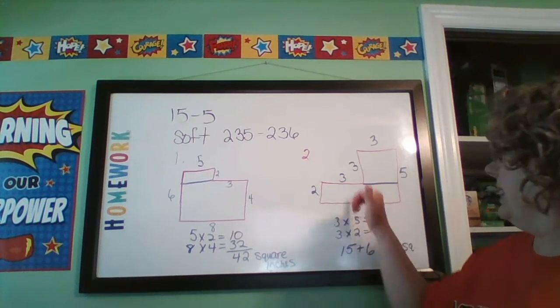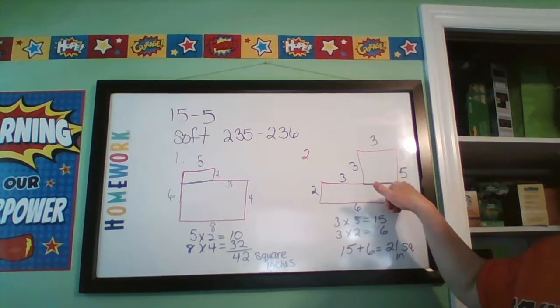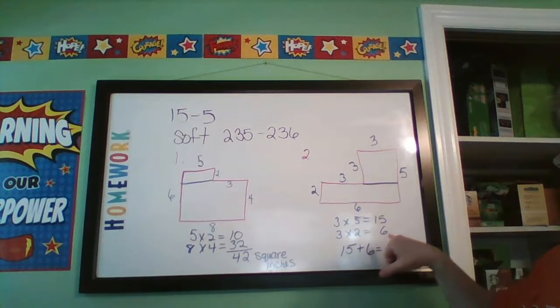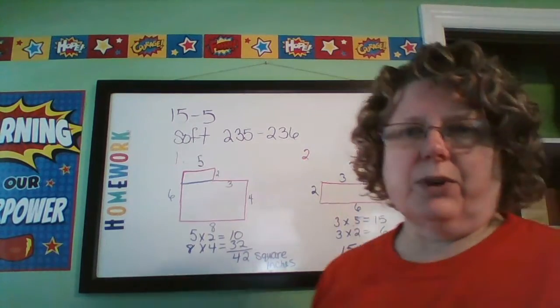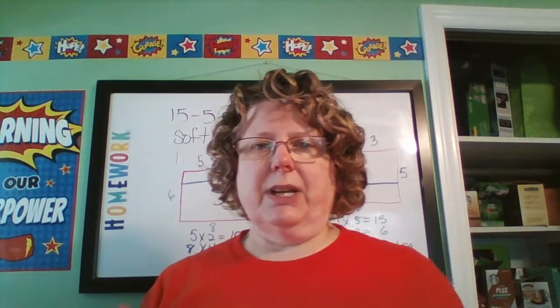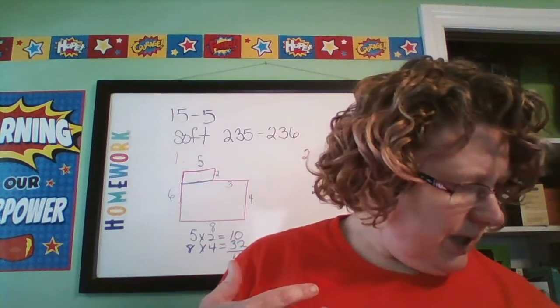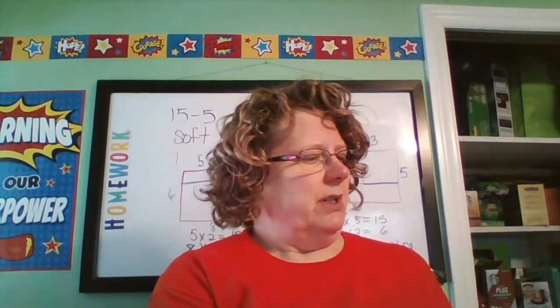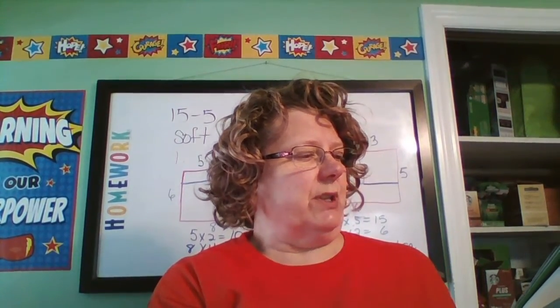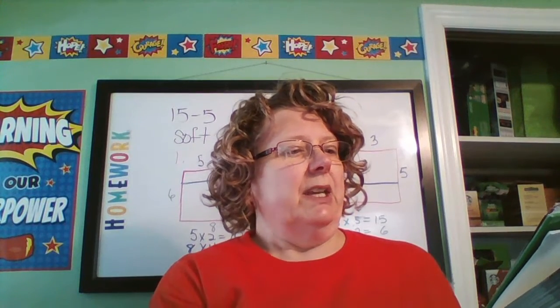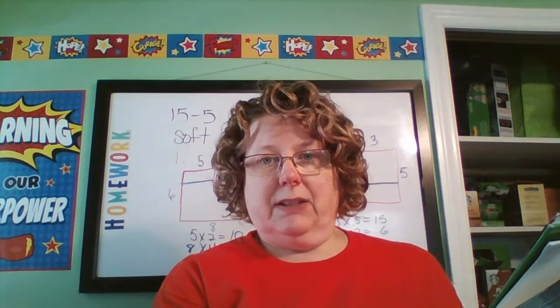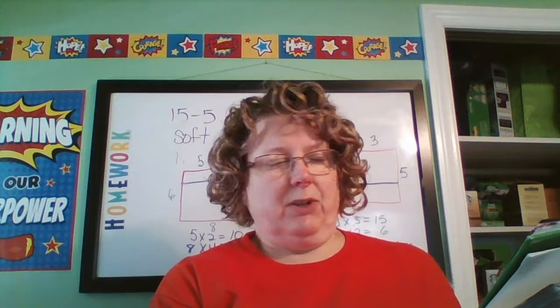On number 2, I divided it here. 3 times 5 is 15. 3 times 2 is 6. And 15 plus 6 is 21 square inches. So if you did it a different way, as long as you got those answers of 21 square inches for number 2 and 42 square inches for number 1, you're good. If you didn't get the answers, go back and figure out what went wrong.